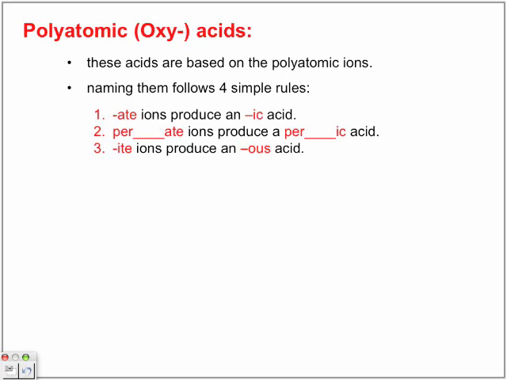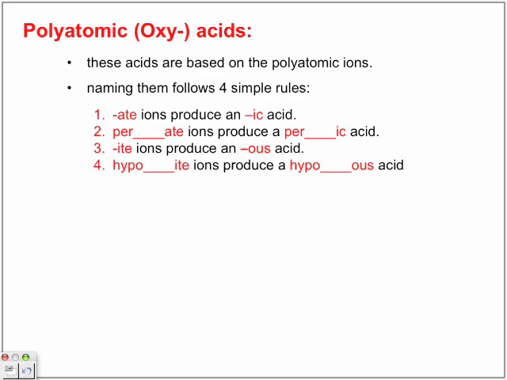Now, what kind of polyatomics have the ITE ending? Remove how many? Not two. Remove one from the original, because we're looking at it in terms of the original. So we've removed one oxygen from the original, so it's an ITE ending. And the last rule, the hypo-ITE ion produces a hypo-OUS acid. The hypo, and the ITE tells us that we've lost an oxygen, but the hypo means that we've lost how many now? Two. We've lost two oxygens from the original polyatomic.